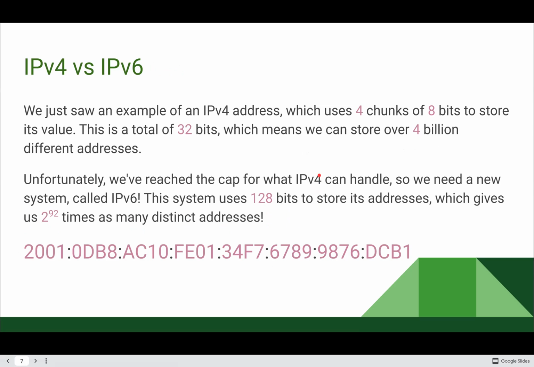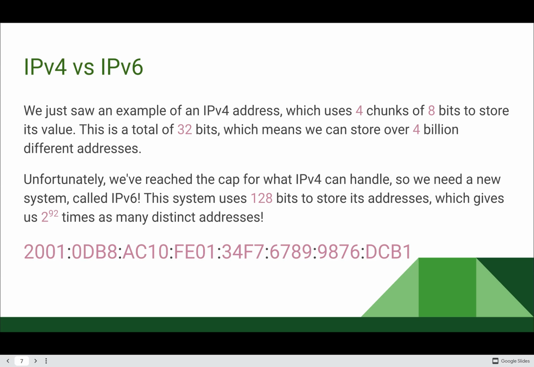Now, that was an example of an IPv4 address. Like I said, we had 4 chunks of 8 bits to store the value, total of 32 bits, and 2 to the 32 is over 4 billion different addresses. Lots and lots of devices. However, we have definitely reached the cap for what IPv4 can handle. It's not able to handle more devices being added.